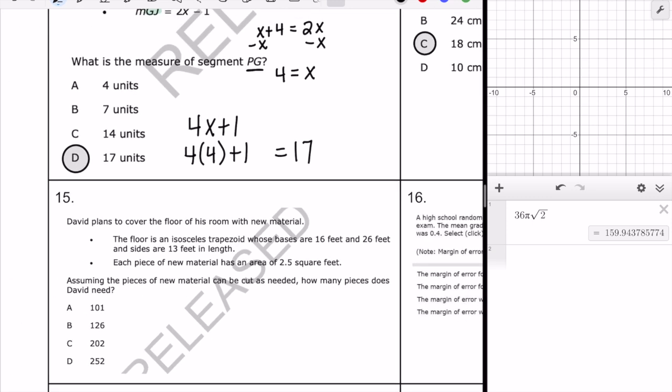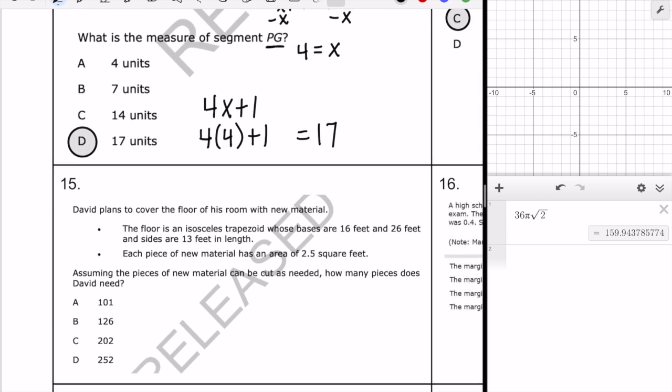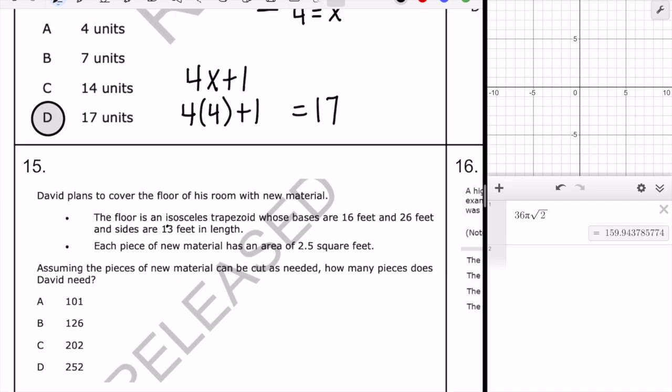All right, so number 15. Number 15 said David plans to cover the floor of his room with new material. The floor is an isosceles trapezoid. So isosceles trapezoid means that I have a trapezoid, but the two sides of the trapezoid are equal to each other. Okay? It's kind of hard for me to draw that, but they should be the same. So that means that this side is the same as this side. Now, it says the bases are 16, so the smaller length is going to be 16, the larger one is 26. And the sides are 13, so this is 13 and 13.